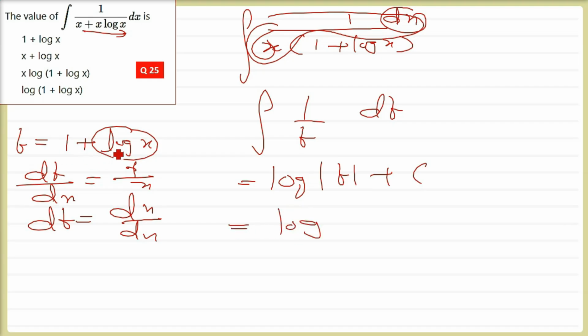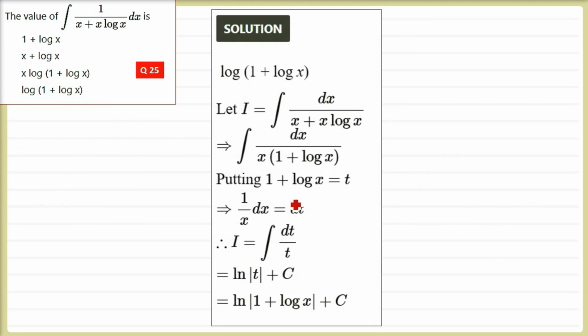Now t was taken as 1 plus log x. So just replace this: log modulus of 1 plus log x plus constant of integration. So the answer is the last one. D is the correct option: log of 1 plus log x. This one. So this question is quite straightforward. If you happen to take x from the denominator, it will be very easy for you.